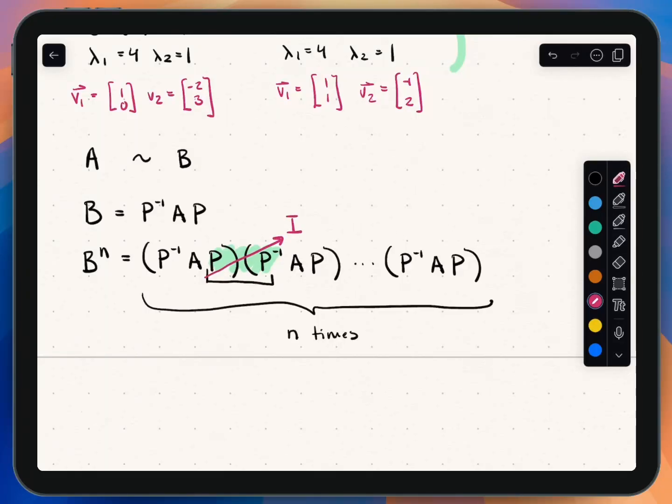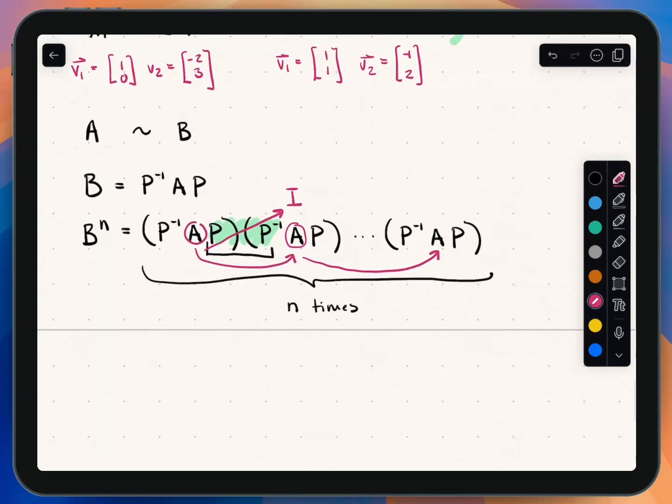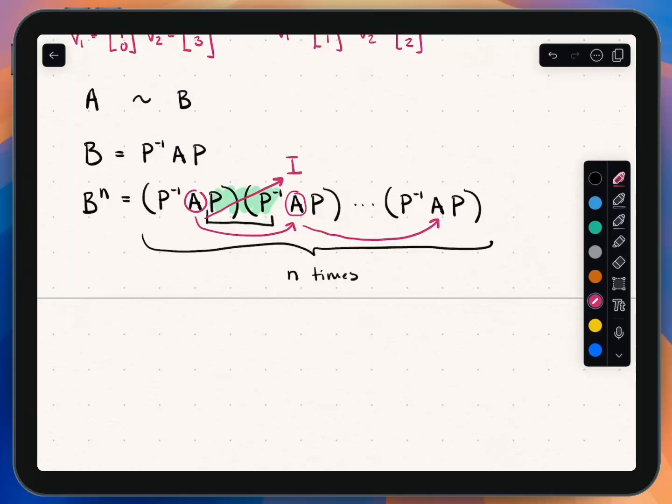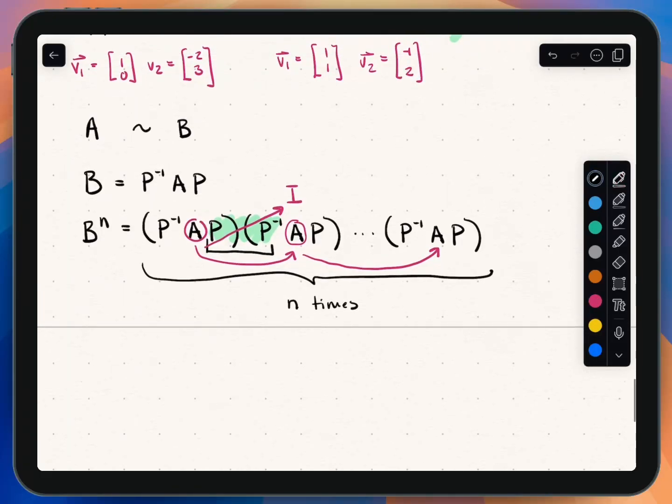And since the identity matrix times, for example, A will just be A, it actually turns out that we can just connect all of these A's together all the way to the end. And the only P's that are left are the first P inverse and the last P, which means that we end up with P inverse A to the n times P.